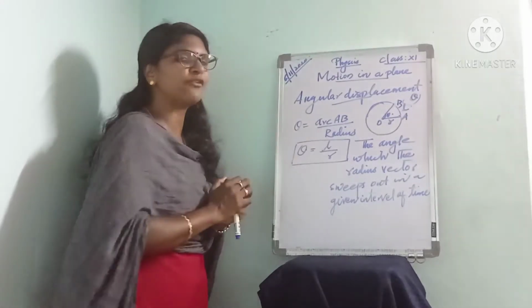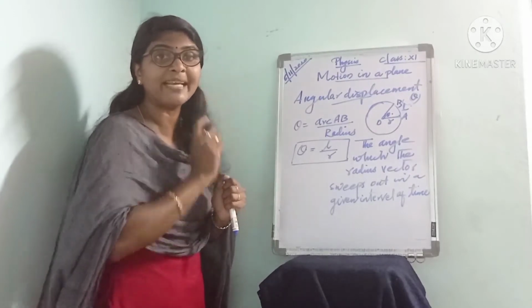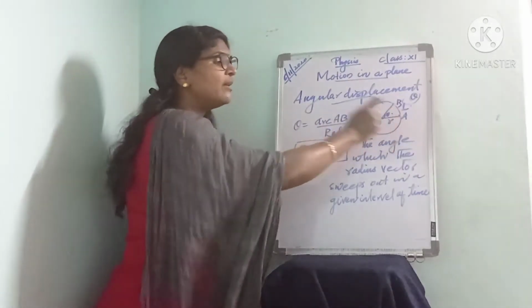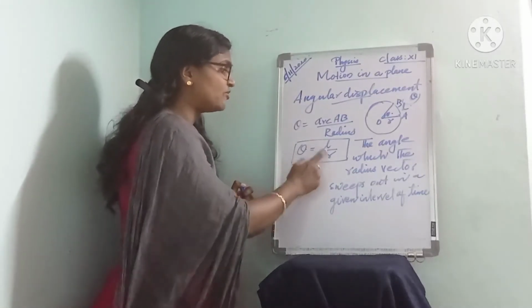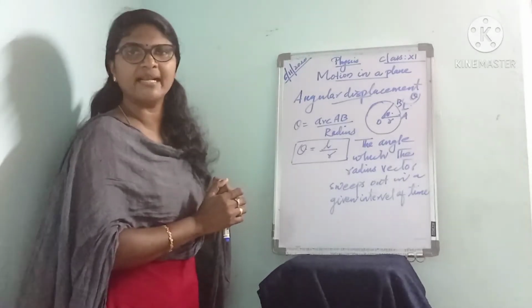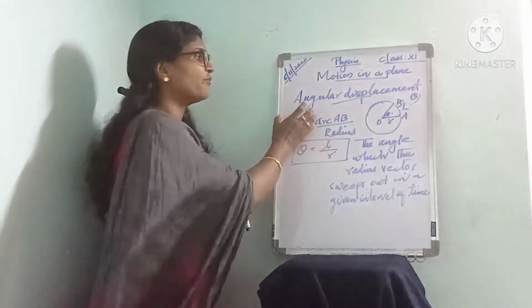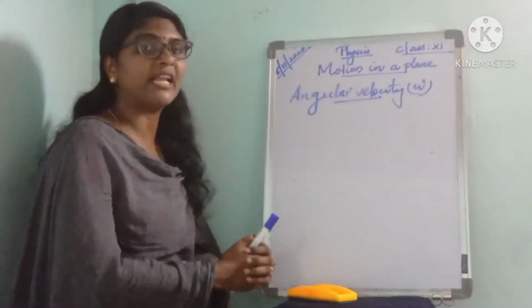Then what is the equation for angular displacement? Angular displacement is equal to arc length divided by radius. So we can say angular displacement theta equals L divided by r. That is about angular displacement. And next, about the angular velocity.